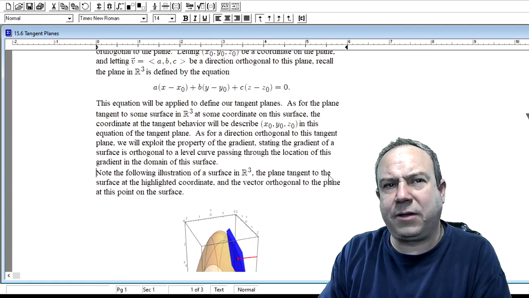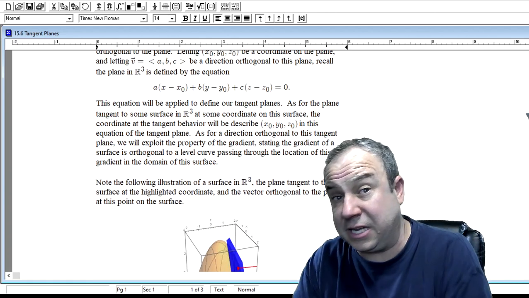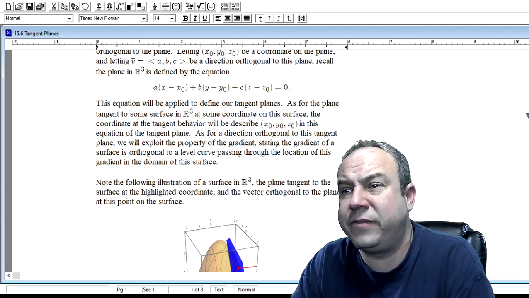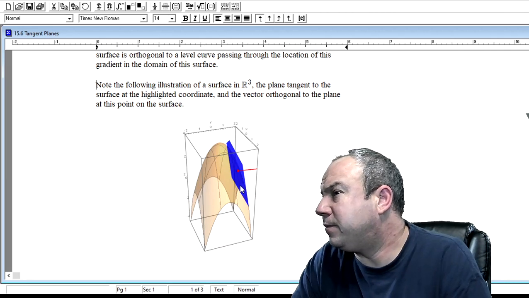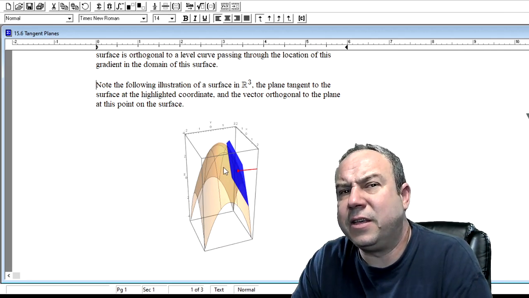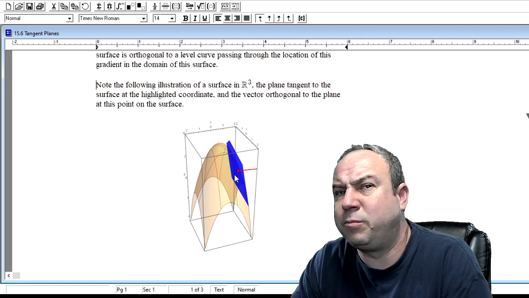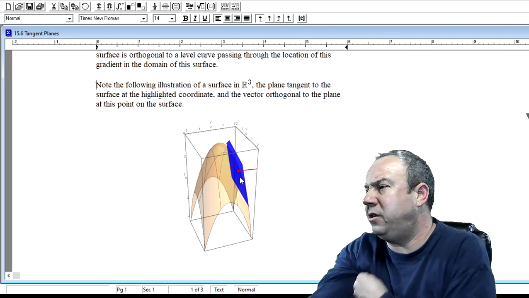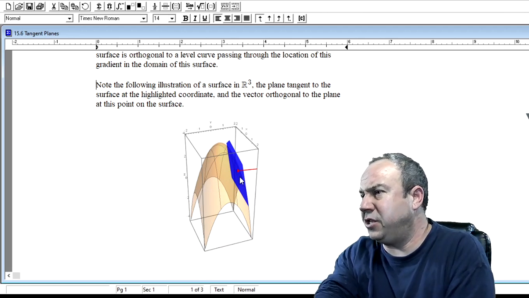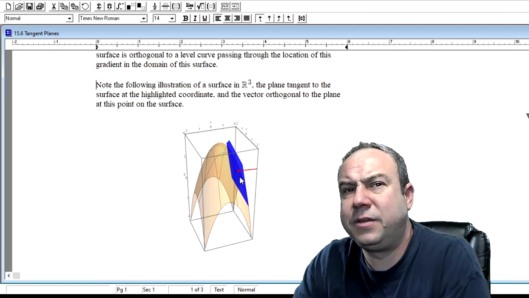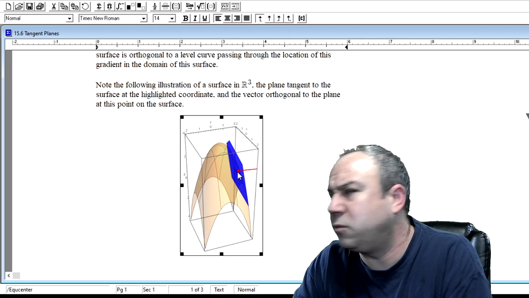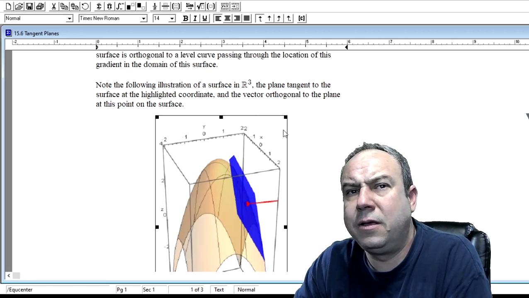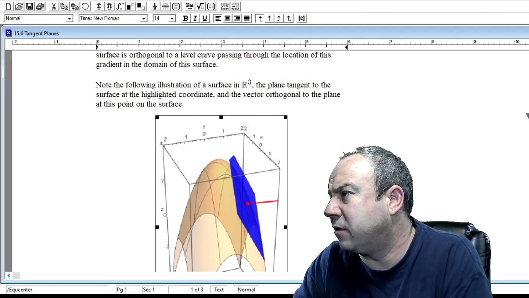What we are going to be calculating here, folks, is the plane tangent to the surface. This is an illustration of that tangent plane, seen here. This is our surface, and this blue planar region is the plane tangent to our surface. To define that tangent plane, we're going to need a point on the surface, which is highlighted in red there.